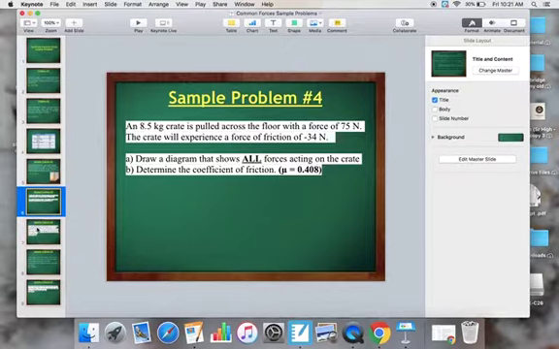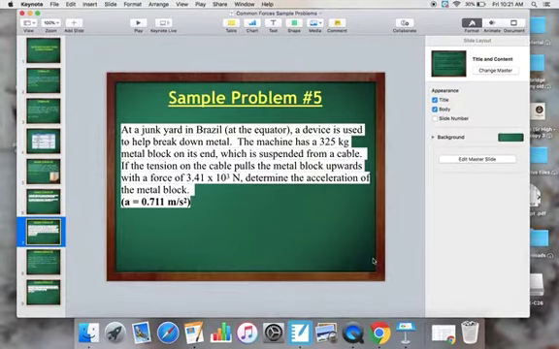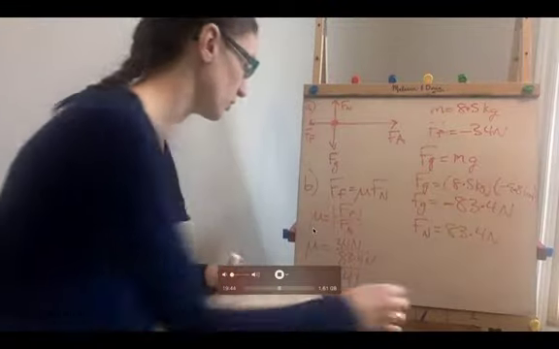All right, moving on, we'll take a look at number 5. At a junkyard in Brazil, specifically being told that that's at the equator, a device is used to help break down metal. The machine has a 325 kilogram metal block on its end, which is suspended from a cable. If the tension on the cable pulls the metal block upwards with a force of 3.41 times 10 cubed newtons, determine the acceleration of the metal block. Okay, so here we go with this one.